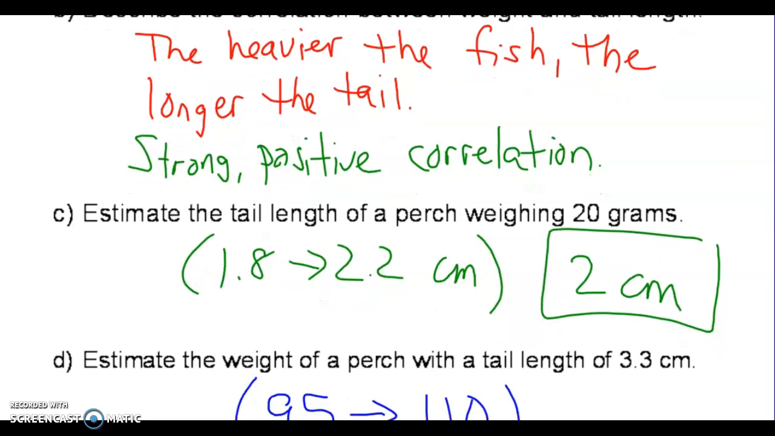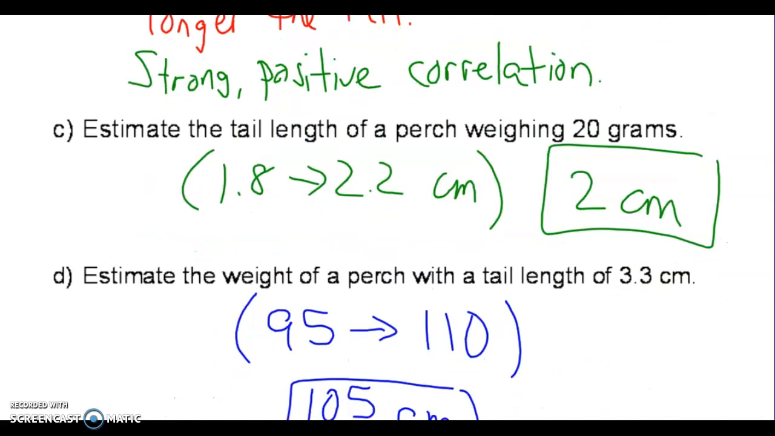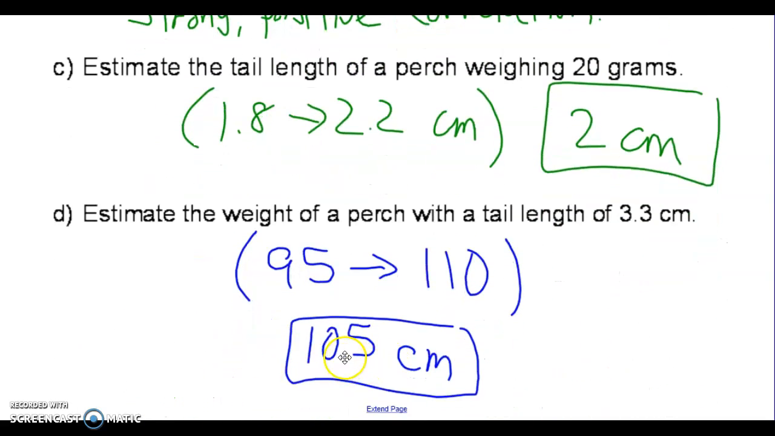D, estimate the weight of a perch that has a tail length of 3.3 centimeters. So this time I'm looking at tail length has to be 3.3. I start with a horizontal line, move across to my line of best fit. I do not pick one of the points that are plotted. I go to my line of best fit and read down, and I approximate that value, and I have a range as well, and you can see I'll accept anything in between 95 and 110 centimeters.